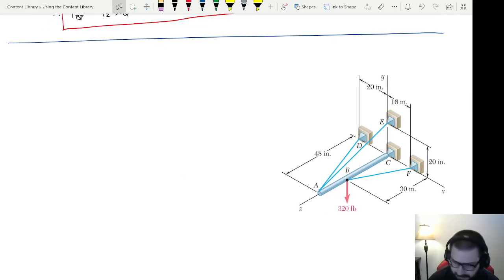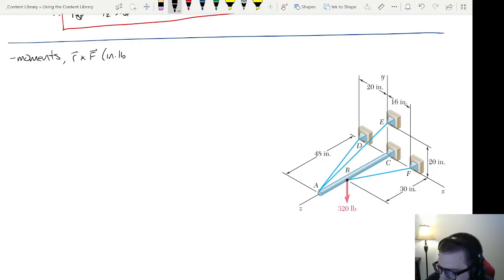Okay, sorry about that. All right, so now what we need to do is compute our moments, or in other words, our R cross Fs. And keep in mind, these are going to be in inch pounds. Now, before we start just doing a bunch of stuff, I think it's a good idea to take a step back and make sure that we understand what moments we're computing, why we're computing them, and how we're going to compute them. Because once you figure that out, the rest is pretty mechanical.